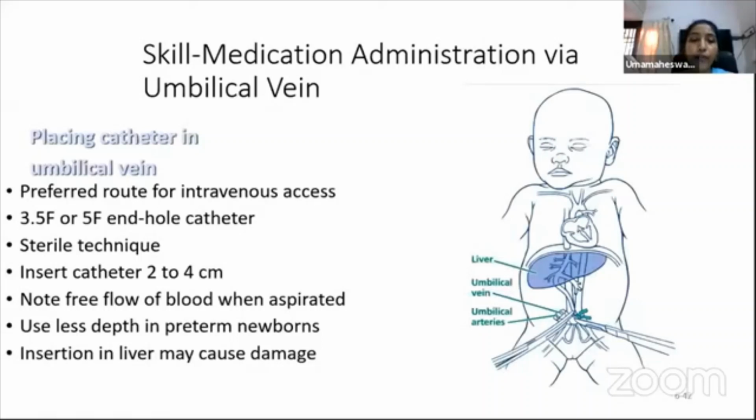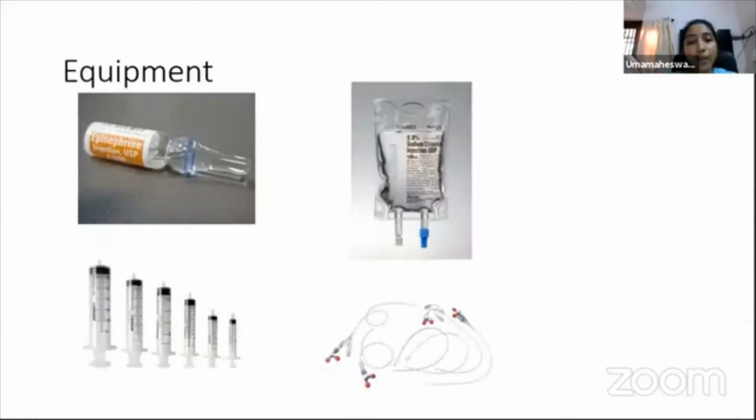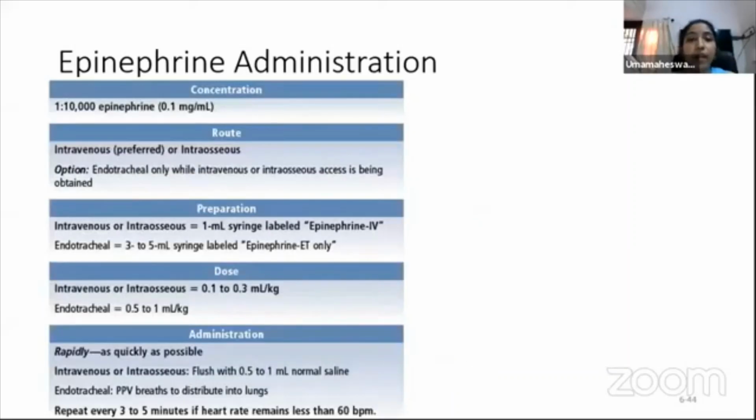So the preferred route is IV access. We do this with the umbilical catheter, inserting only 2 to 4 centimeters until we see a flashback, less depth in preterm babies. And the equipment needed would include epinephrine. For us it is available only as 1 in 1,000, which has to be diluted with 9 ml of normal saline to make it 1 in 10,000. It can be given through the umbilical venous route or sometimes through the endotracheal route.